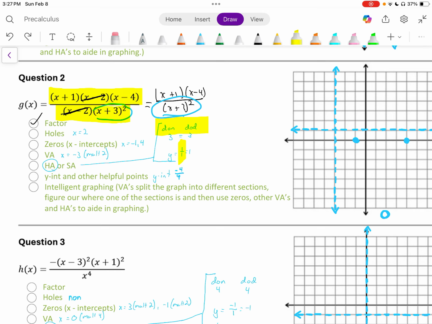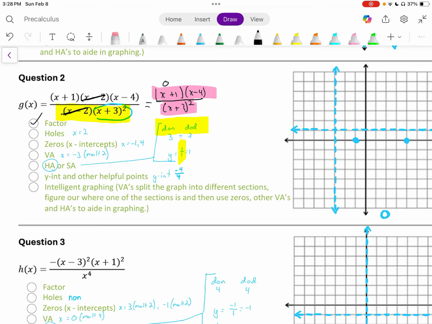Y-intercept, plug in 0 for x. So I'm going to go ahead and erase some of our highlights here. Actually, let's just come to this. We'll just highlight more. So this pink highlighted part, put 0 in for x.